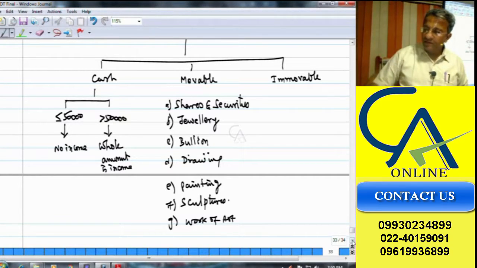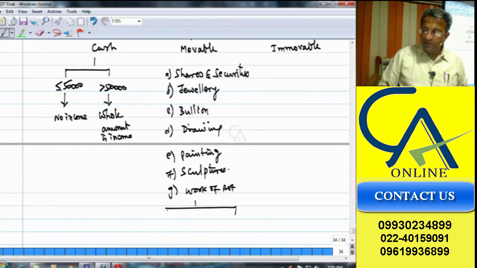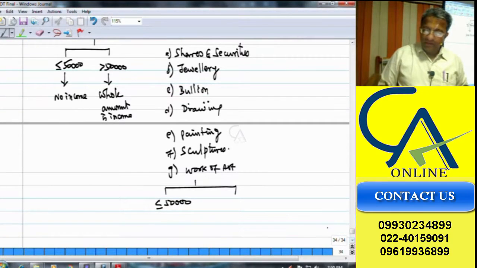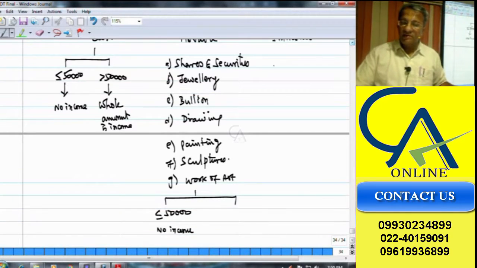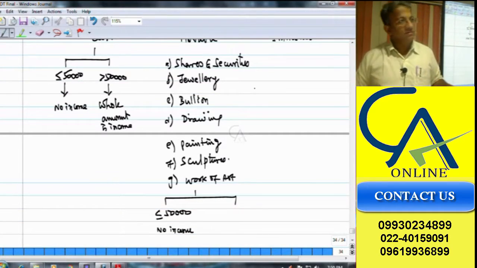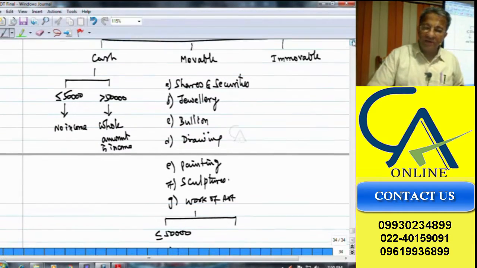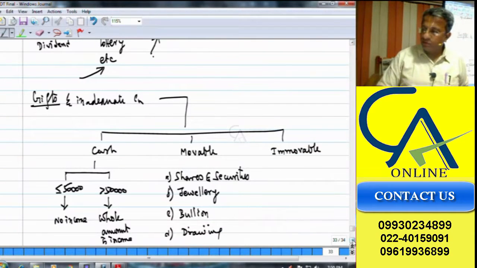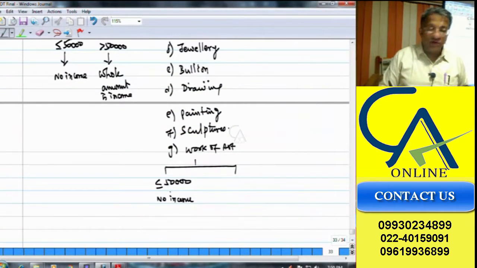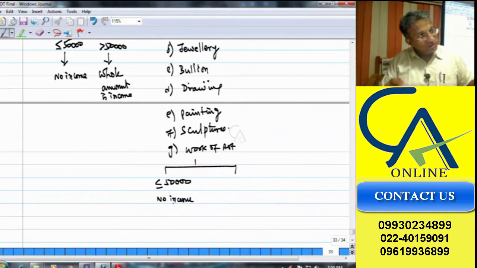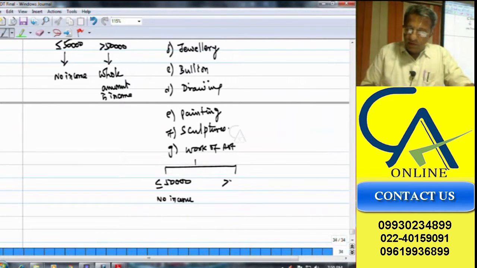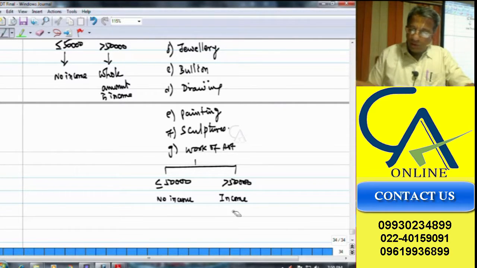In this case, once again, less than or equal to 50,000, no income. Sometimes what will happen is that shares and securities may be offered at a concessional rate. So when we say gift and inadequate consideration, that is what you have got to understand. It is not only a gift. Gift includes inadequate consideration. Greater than 50,000, the whole amount is income.